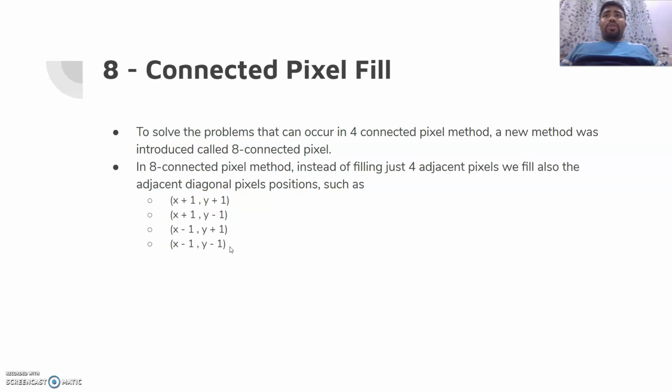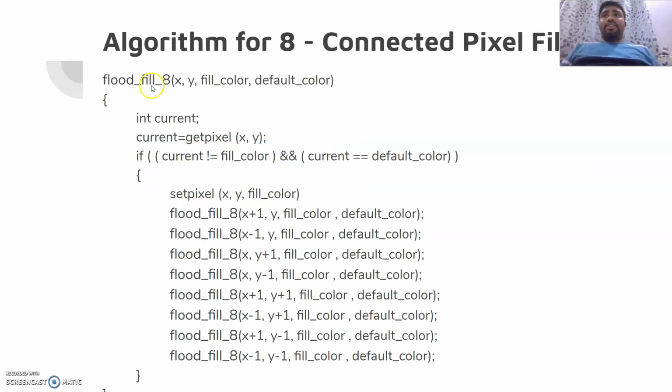So what would the algorithm look like? We will just change the algorithm a bit. So it is now flood fill 8. As it is flood fill 8, you can see that we'll take the current pixel, the pixel whose x, y coordinate we are passing, and it should be of the default color and not of the fill color. Only if it is of the default color and not of the fill color, we go and fill the pixel with the fill color. So this is how we proceed. And then we have the recursive calls.